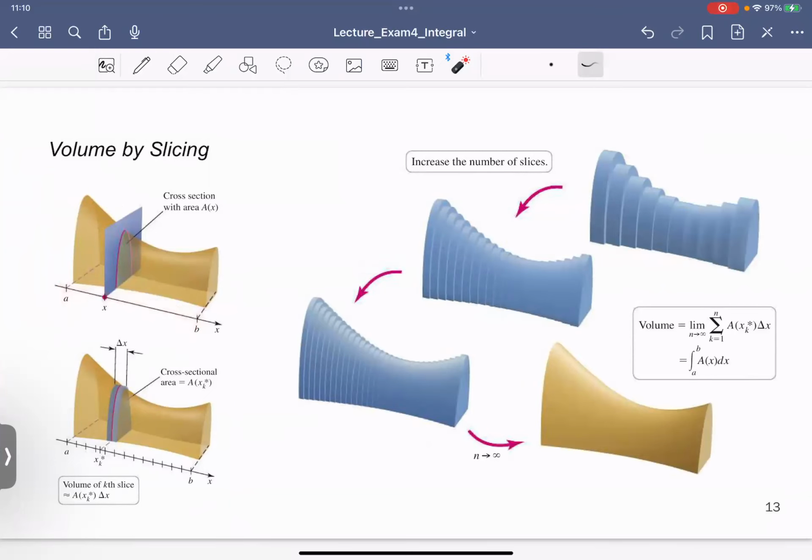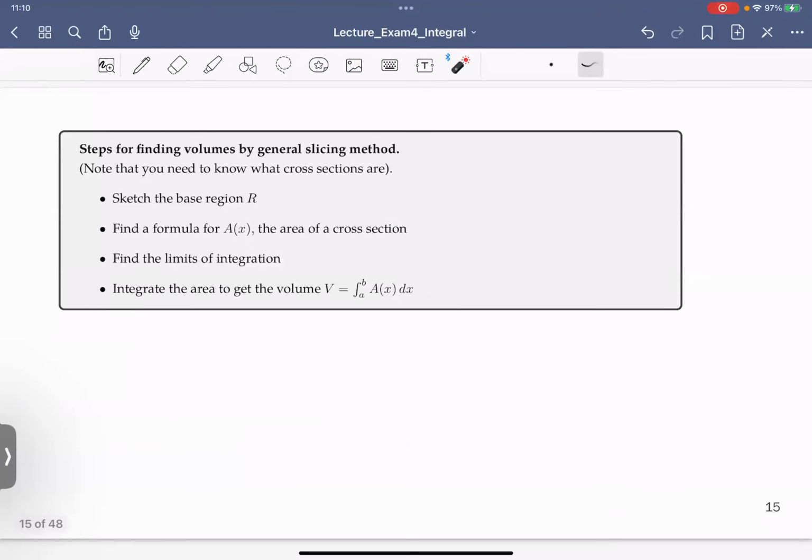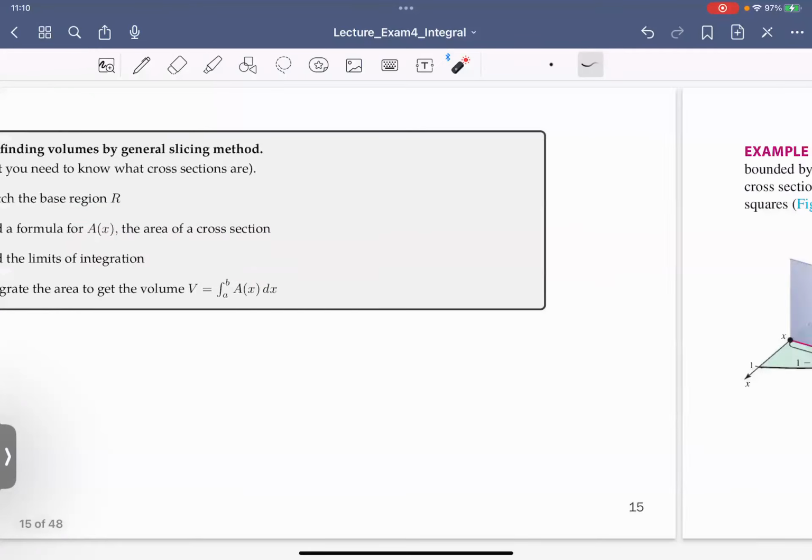Okay, so let's see the real problem here. One more thing before you start the problem: you need to sketch the base, then sketch the cross section, and then find the area of the cross section, and then put it in the integral. So let's do it.